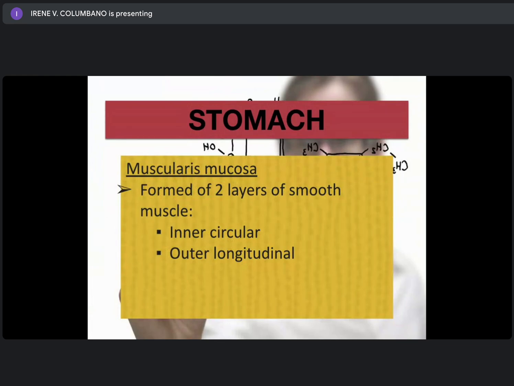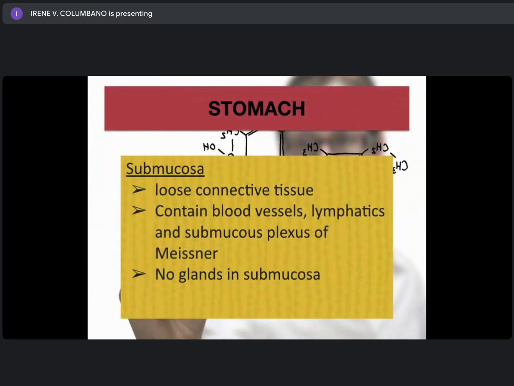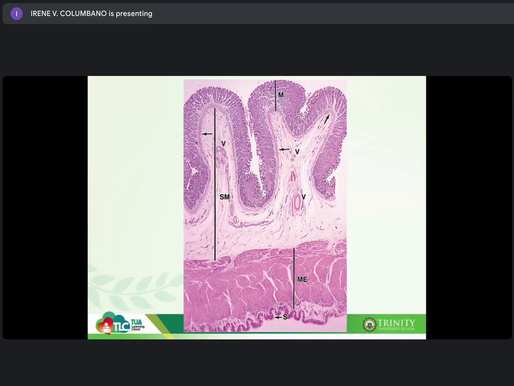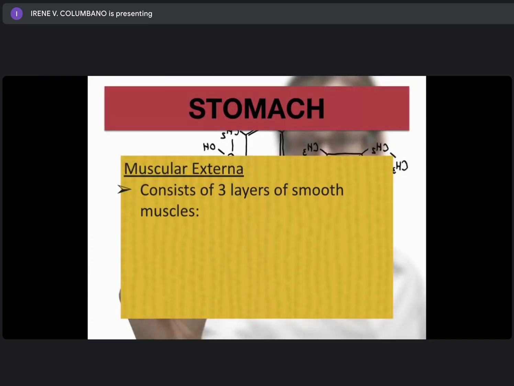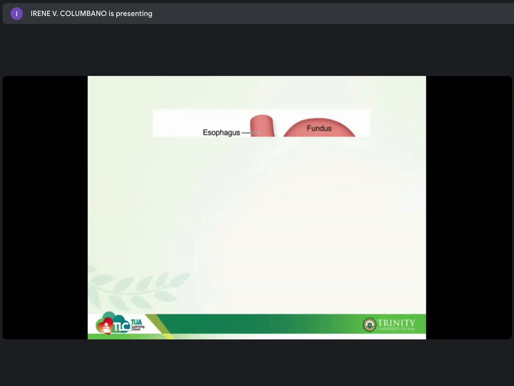Muscularis mucosa, form of two layers of smooth muscles, inner circular and outer longitudinal. Sa mucosa, meron pa ng blood vessel, lymphatics, and syempre plexus, no, the base nerve plexus. So walang glands, no, located at the submucosa ng stomach. So ito pa rin yung ating layers sa stomach, no, the mucosa, submucosa, the muscularis externa, and the serosa. So we can see also blood vessel, no, dito sa ating submucosal area. Stomach, muscularis externa consists of 3 layers, inner oblique, middle circular, and outer longitudinal layer.